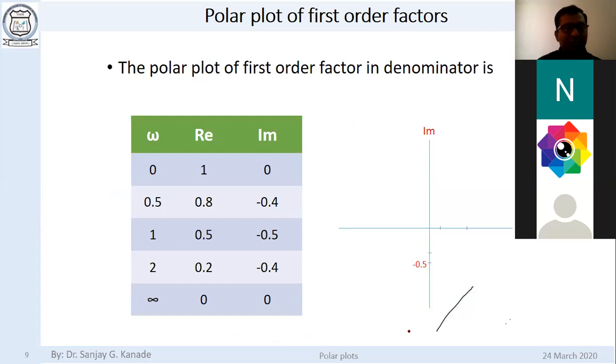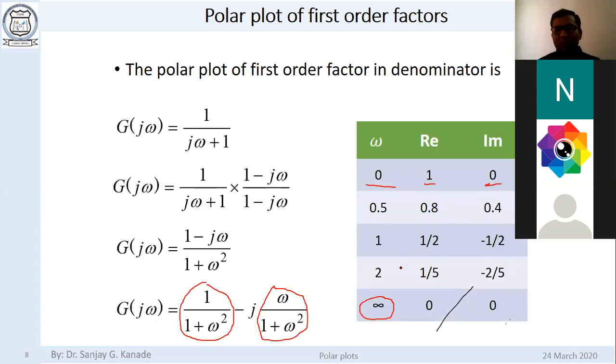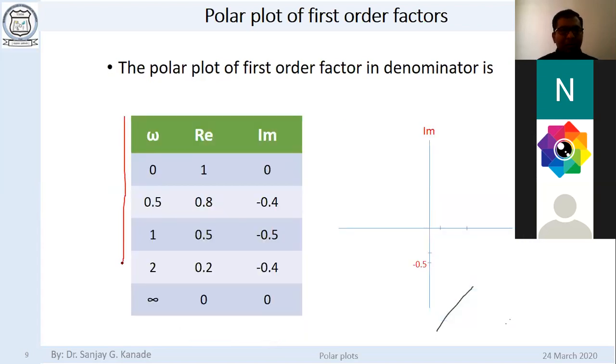So now how to plot this? This is the table we have got, right? This whole table I have just taken again here. Now, for omega equal to 0, real part is 1, so I have plotted it here. For omega equal to 0.5, real part is 0.8, imaginary part is minus 0.5. So like this, if I plot the values, what do we get? It is a curve like this. It is almost a semicircle. This is what we get for the first order factor in denominator.